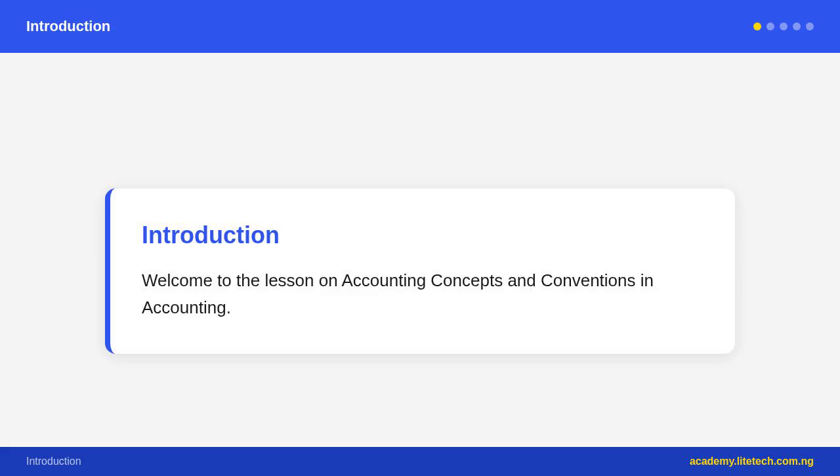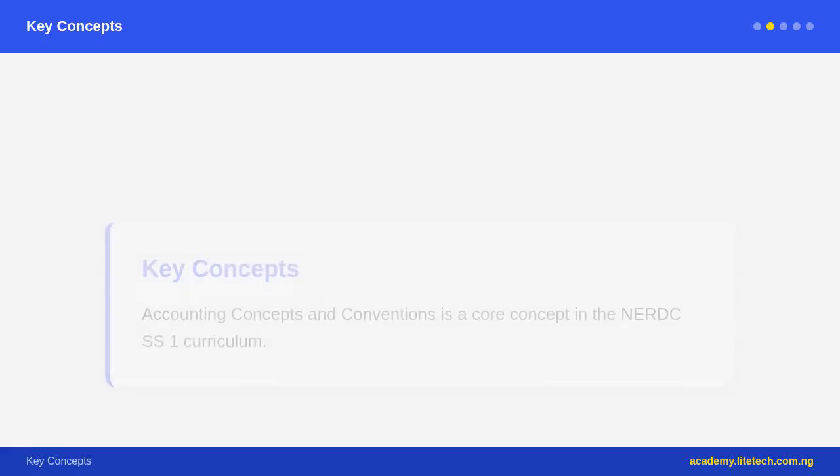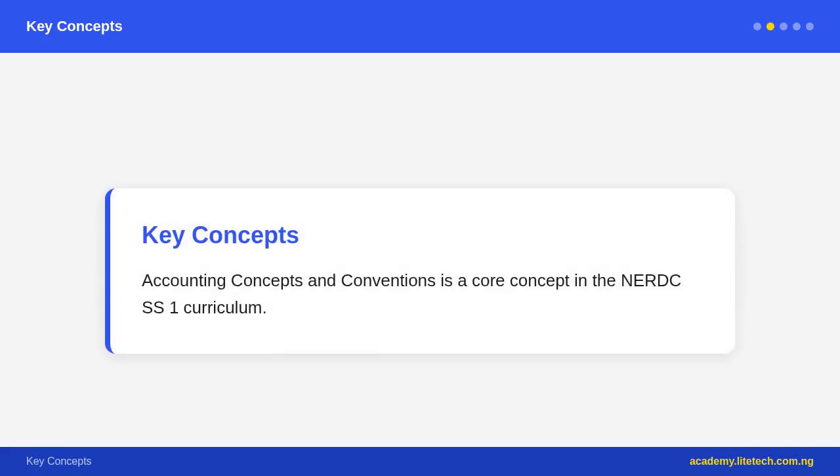3. Accruals concept, matching concept. Revenues and expenses must be matched to the period in which they are earned or incurred, not when cash is received or paid. Example, if a business pays rent for January to March in December of the previous year, the December payment is a prepayment asset. Only the portion relating to the current year is charged as an expense.